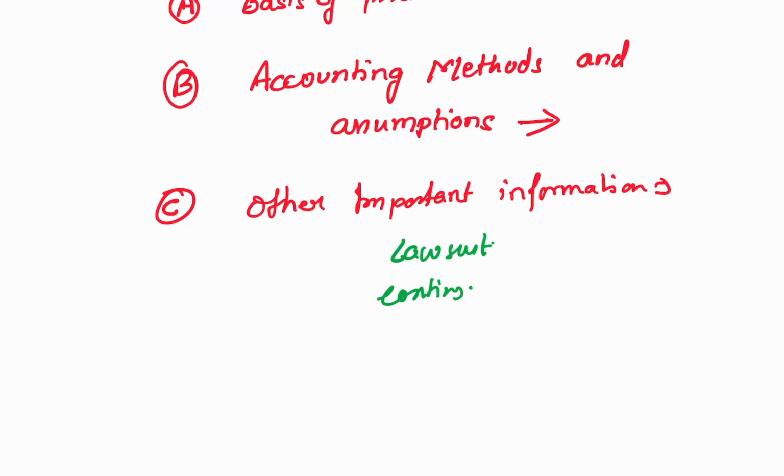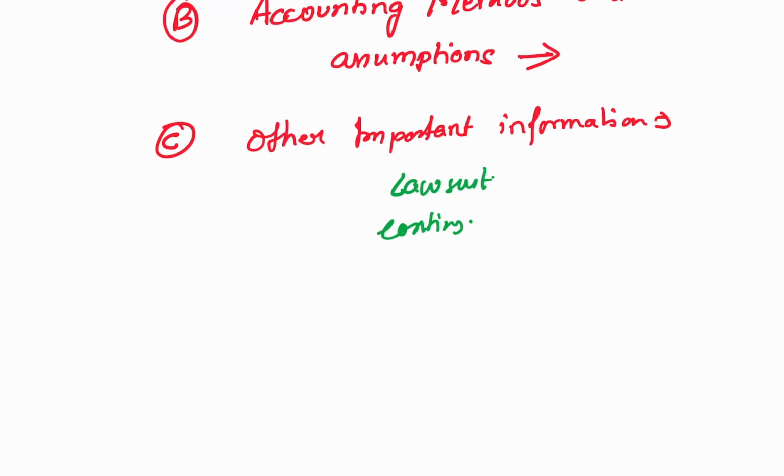Clear? Then employee pension obligation. Employee pension obligation means in future when your employee retires, you need to pay them the pension. Clear? So the money to be paid to the employee after retirement, whether you have accumulated that amount or not. Clear?